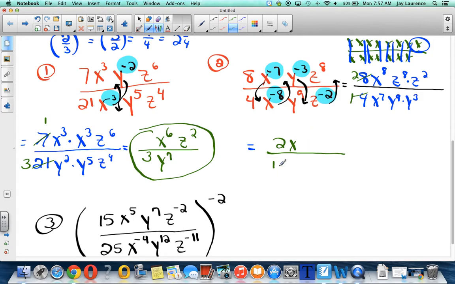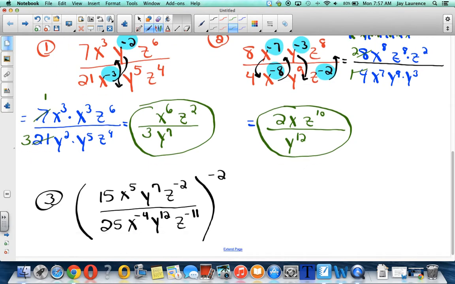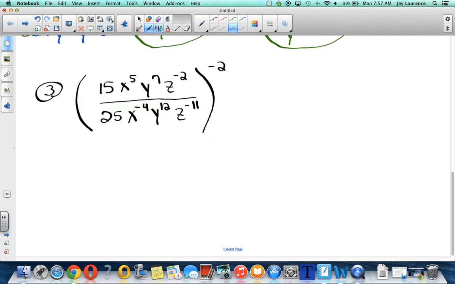The y's won't cancel with anything, so I'll have a y to the 12th. The z's won't cancel anything, so I'll just multiply and get a z to the 10th. And that 1 is unnecessary. So, there you go. There's your simplified fraction. Now, number 3 looks a little bit stranger. Don't let it scare you.